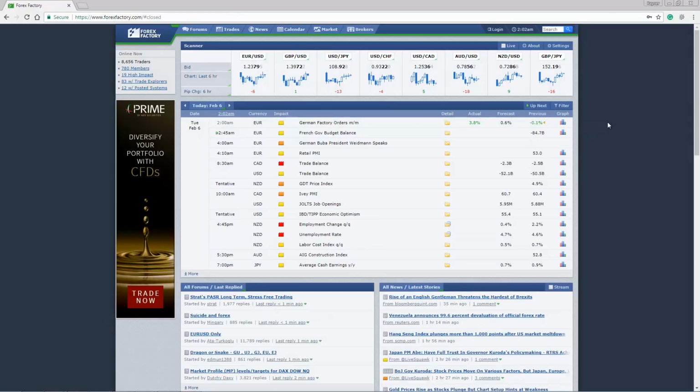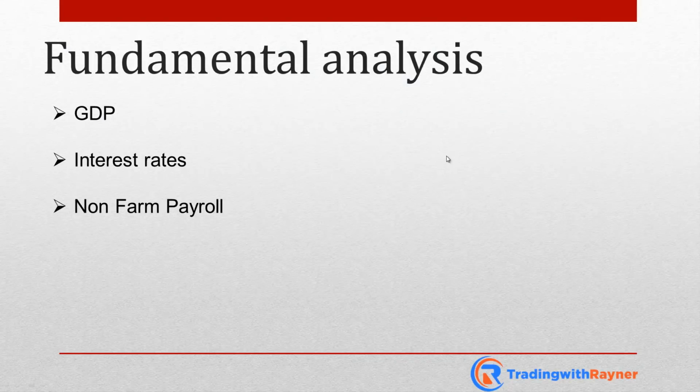So this is a very useful website to follow what the different pieces of fundamental news are that are coming out in the markets for all the different countries: Euro, New Zealand, Canadian, and US, etc. So now that you understand fundamental analysis, you have a rough idea.